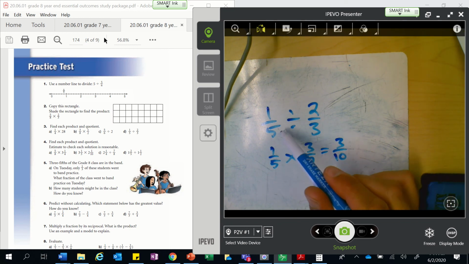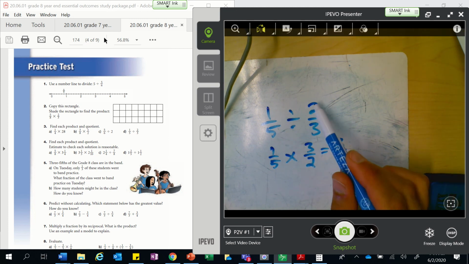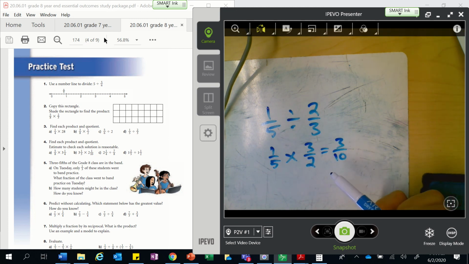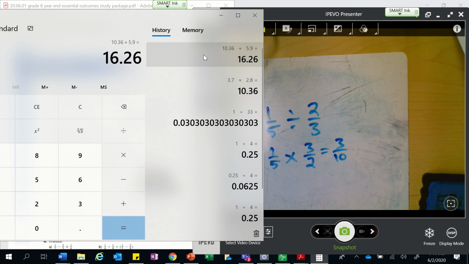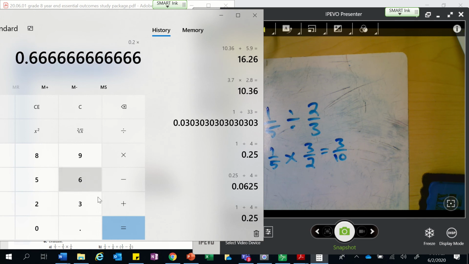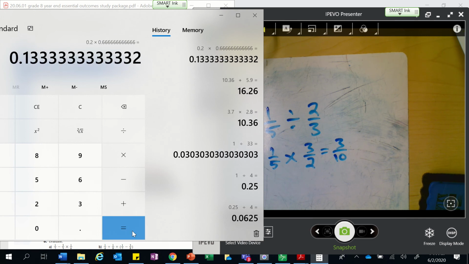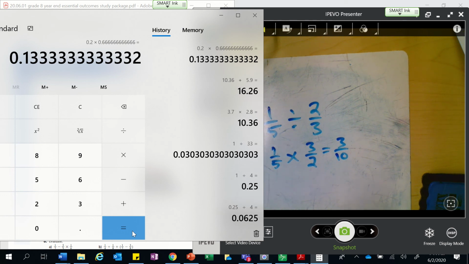And sure enough, 1/5 times a sixth probably would be about 3/10. And if you're not sure, you can always turn these into decimals and put it in a calculator to see. Well, 1/5 is 0.2 times 2/3, 0.66666666666. Oh, I see where I messed up. Look at that. Good thing I checked my work.